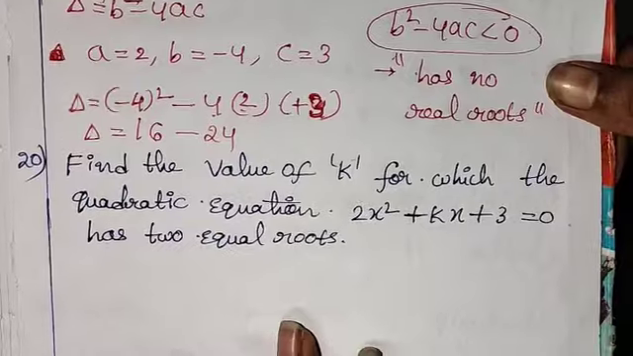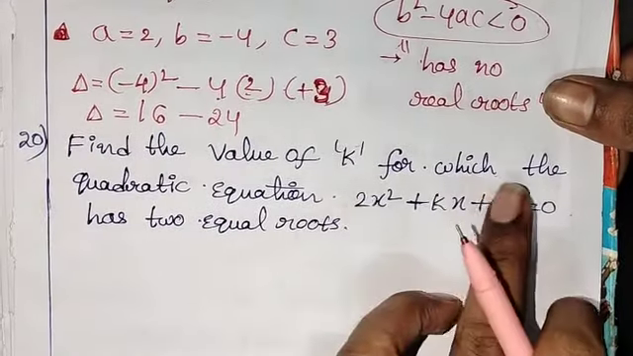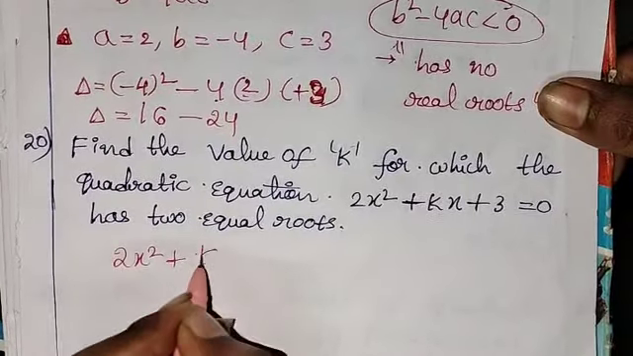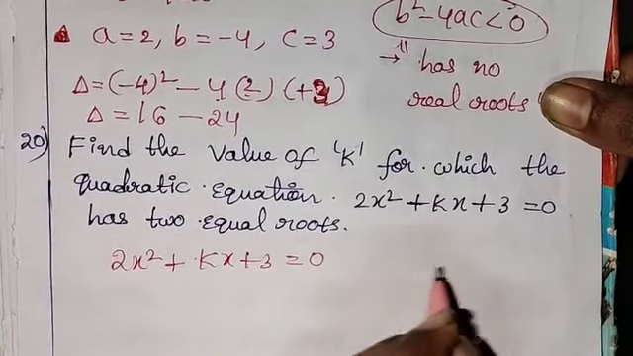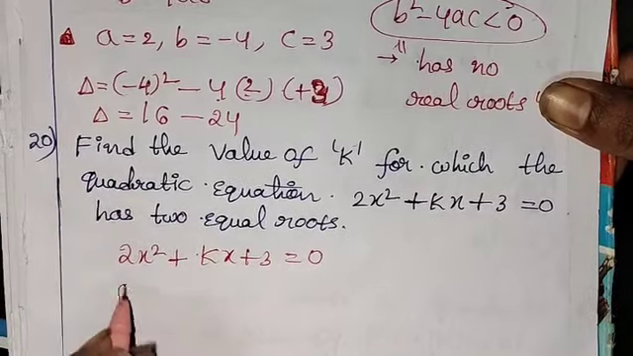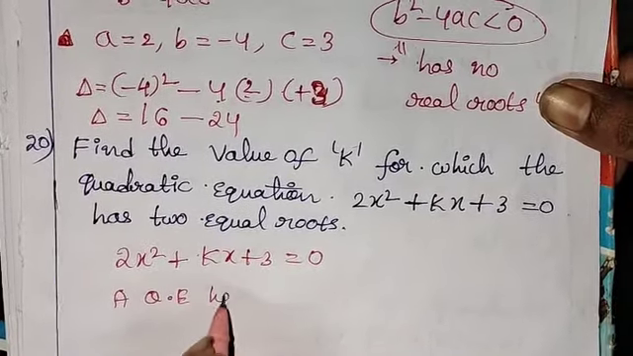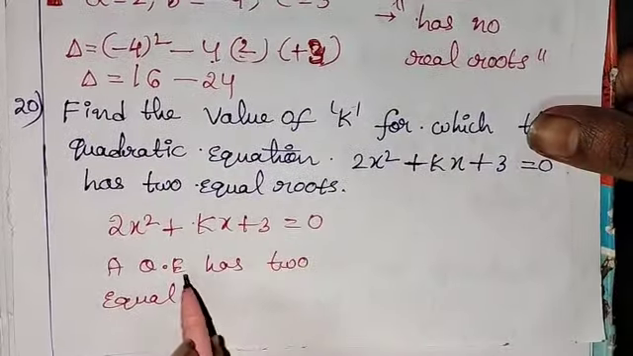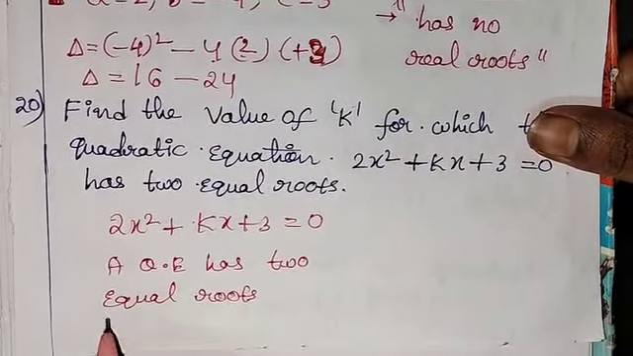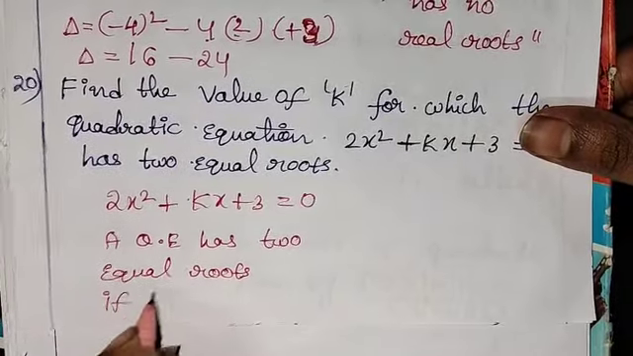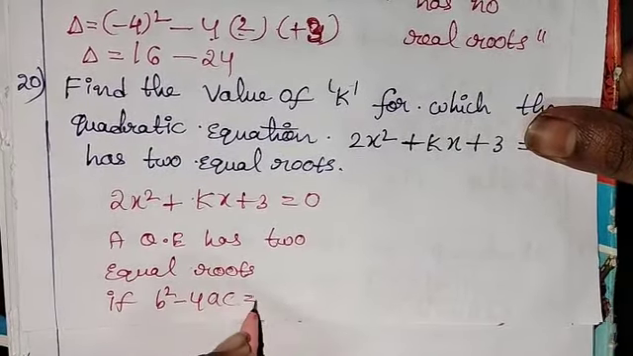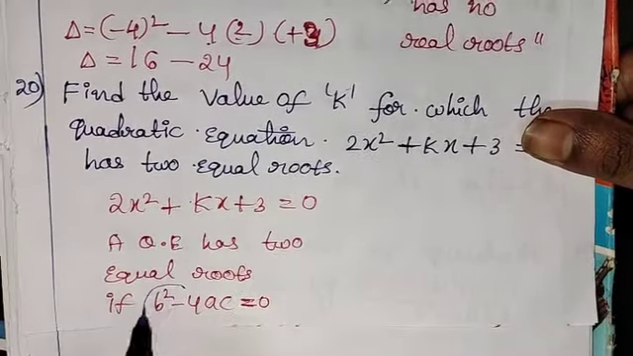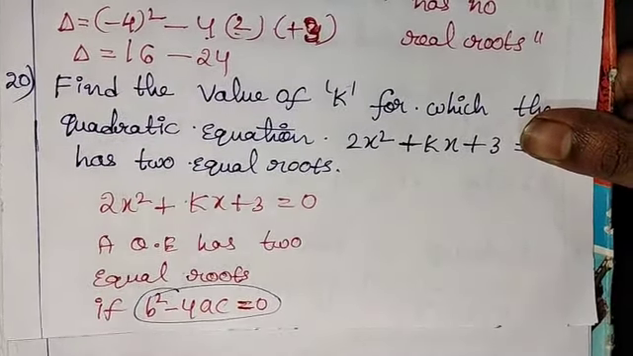Next. Find the value of k for which the quadratic equation 2x square plus kx plus 3 is equal to 0 has two equal roots. A quadratic equation has two equal roots if b square minus 4ac is equal to 0, that is discriminant is equal to 0. If discriminant is equal to 0, then the quadratic equation has two equal roots.